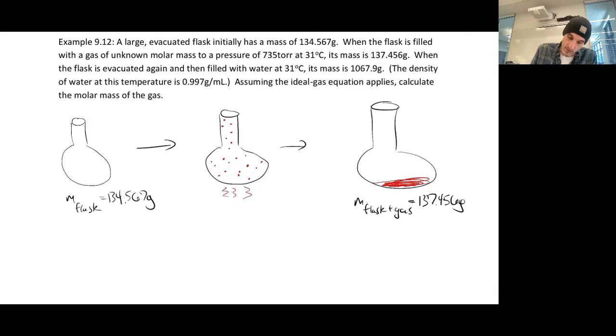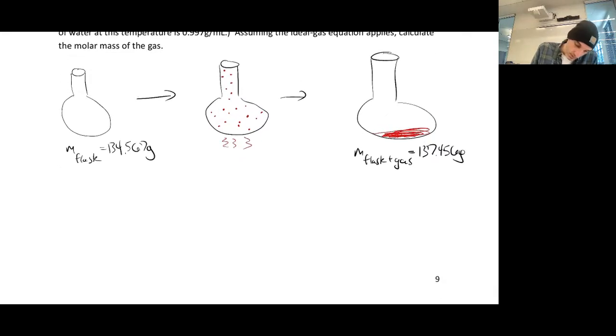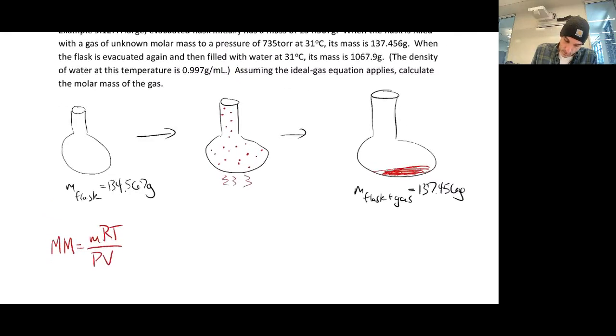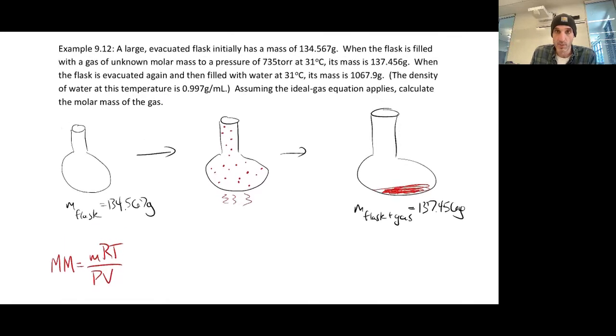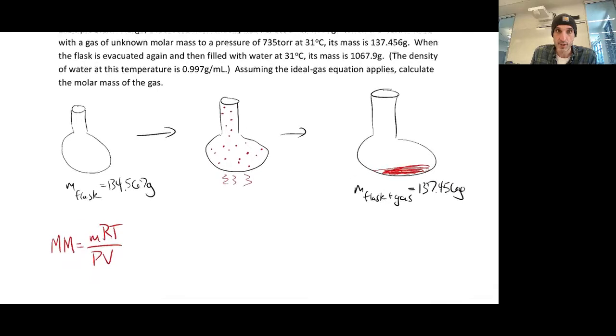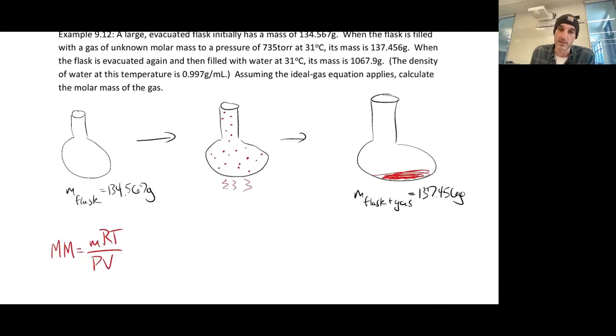So again, we're going to do the same exact concept. Molar mass is equal to mRT all over PV. We need those terms in order to calculate this. You need the mass of the gas, which we have, and the numbers I've written out. We know R, we know the temperature, we know pressure, and the volume. The volume is going to be the difficult one.